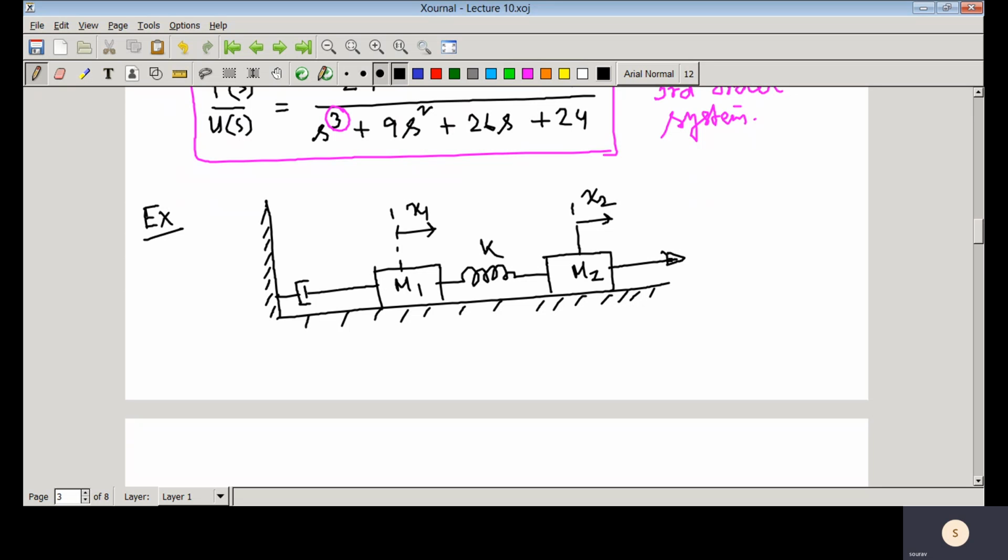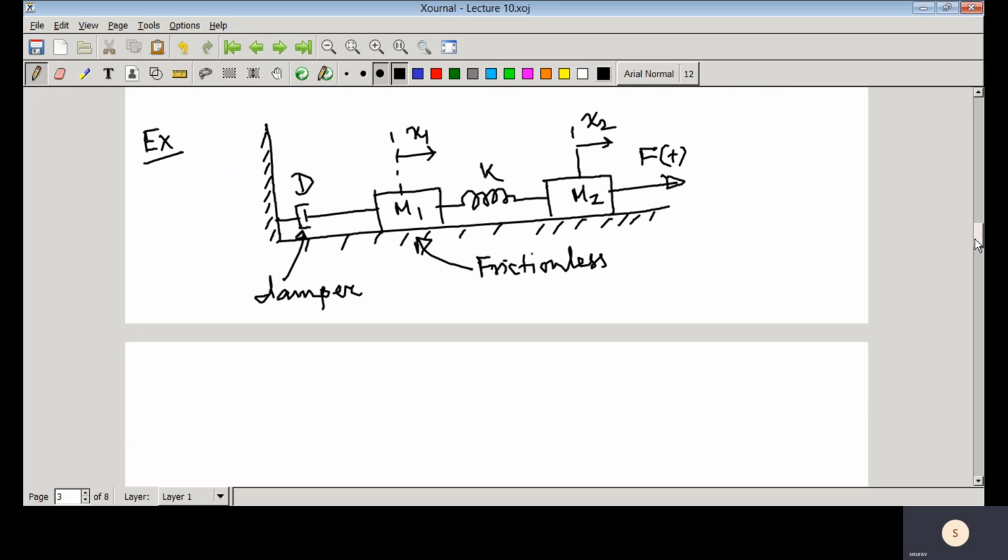And if you apply a force F(t) here, then what would be the dynamical equation and how can we represent the dynamical equation in state space form? So this is our objective. So this is frictionless, and here this is the damper. The damper coefficient is D. Now I think you all know how to represent this particular system in dynamical equations.